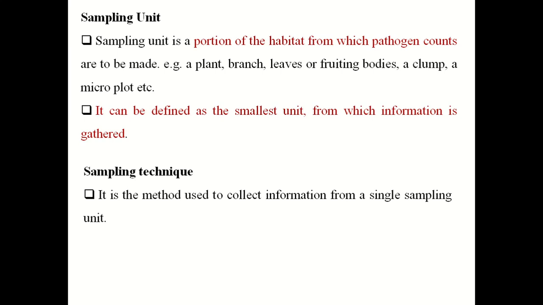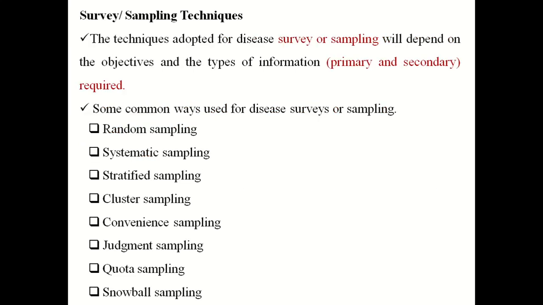Now the sampling technique. Whatever method you use for the collection of data or information from a single sampling unit is known as the sampling technique. Now there are many different sampling or survey techniques available for collecting primary or secondary data. These are mentioned here: random sampling, systematic sampling, stratified sampling, cluster sampling, convenience sampling, judgment sampling, quota sampling, and last, snowball sampling. So these are the various methods of sampling. Actually, these methods are not in our course. This is just for your understanding purpose.